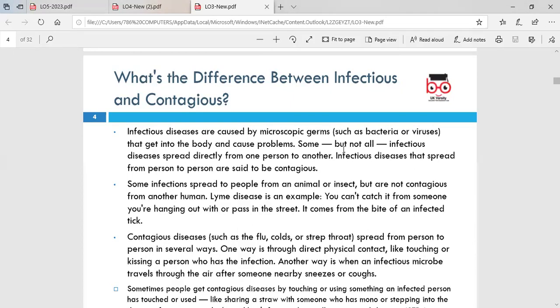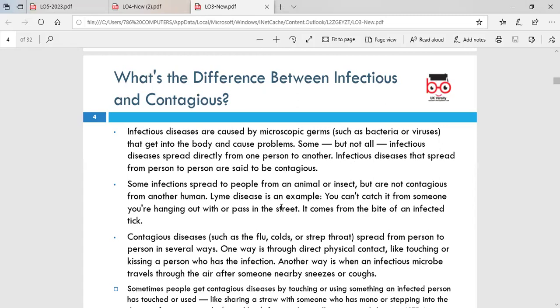But not all of these infectious diseases spread directly from one person to another. The infectious diseases that spread from person to person can be called contagious diseases. But if they do not spread from one person to another, they are still an infection, but they're not being transferred from one person to another, so they're not contagious. There are also zoonotic infections.